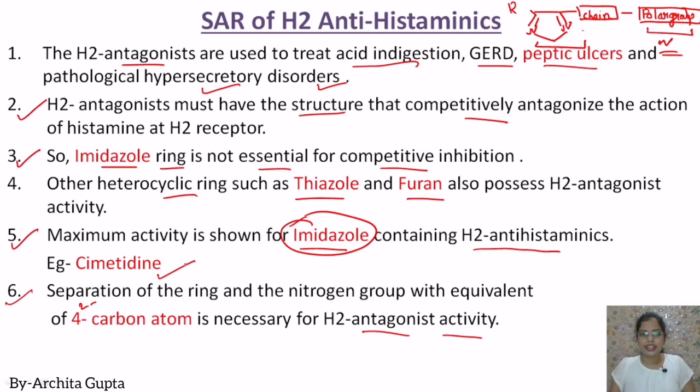I hope that this is clear to you guys. It's very simple. Isme itna kuch zyada samajhne ko nahi hai, it's very simple. You just have to see the modifications at the heterocyclic structure, and then you have to see the modifications at the chain and the polar group.